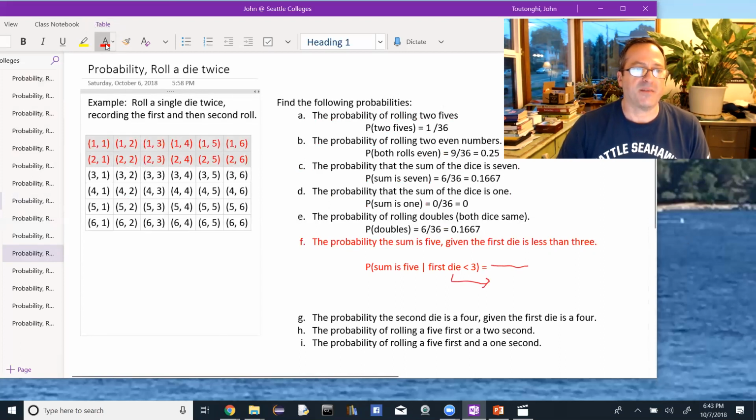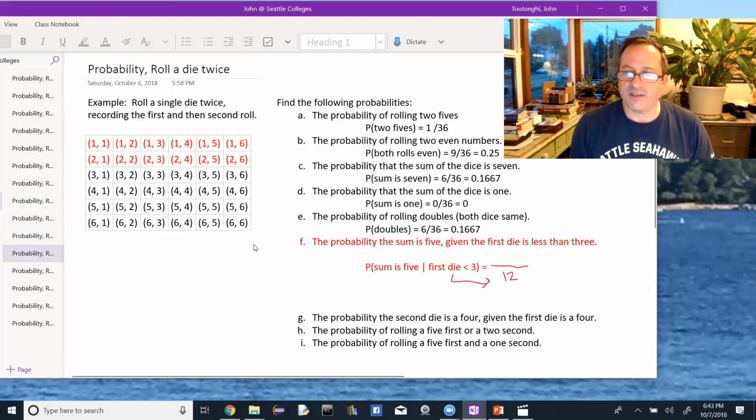The first die would have to be a 1 or a 2 if it's going to be less than 3. So there are 12 options less than 3. And then out of those 12, now I'm only looking at the red stuff. Out of those 12, how many have a sum of 5?